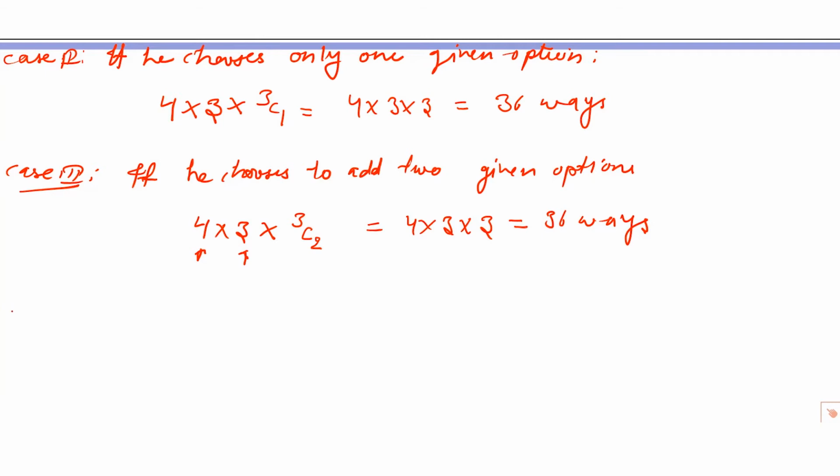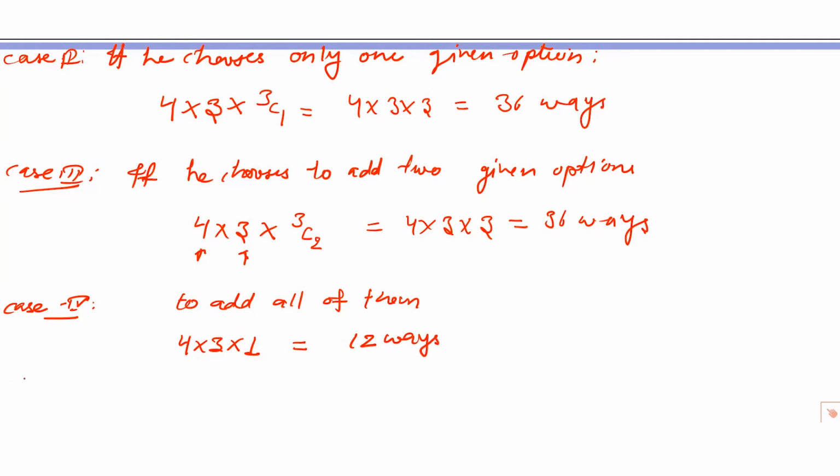Next, if he chooses to add all of them, then he can order his pizza in 4 into 3 into 3C3, that will be 1 way. That is, choose all 3. So it can be done in 12 ways.